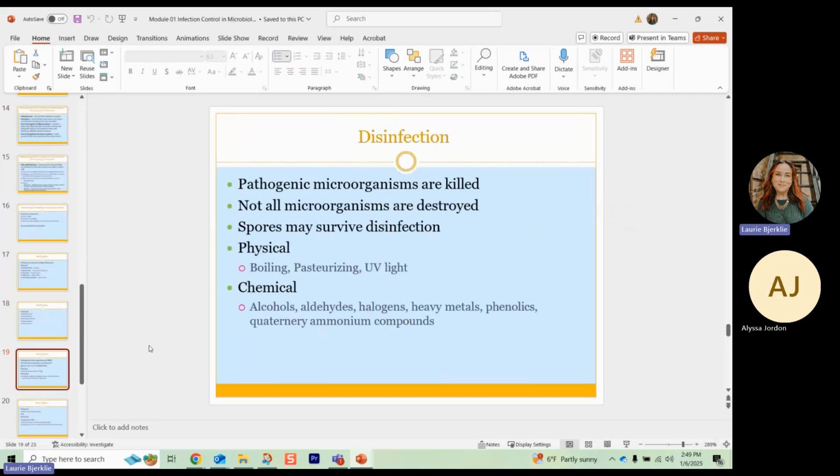So you have physical disinfection, like boiling water. When my daughter was really little, I used to boil water and then let it get back to room temperature, of course, to make her formula, because that way it just kind of helps keep that water pretty clean.